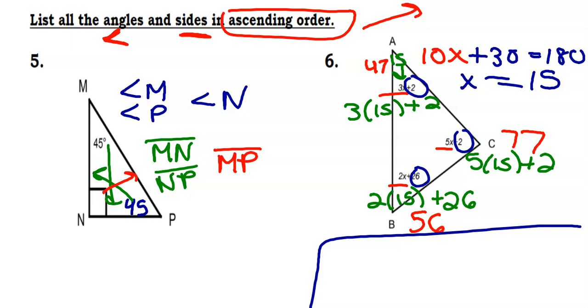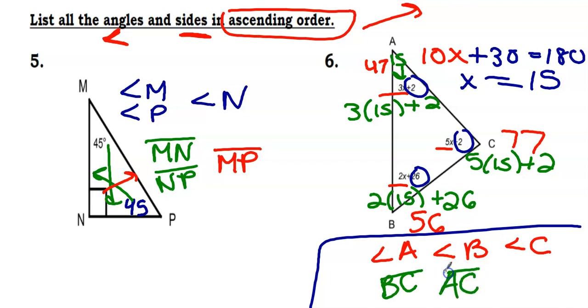Okay, so let's put our angles. We got to put our chompers in front. So angle A is the smallest, then angle B, and then angle C. So therefore, what's across from A? Well, that's BC. And then what is across from B? Well, that would be AC. And then across from C would be AB.